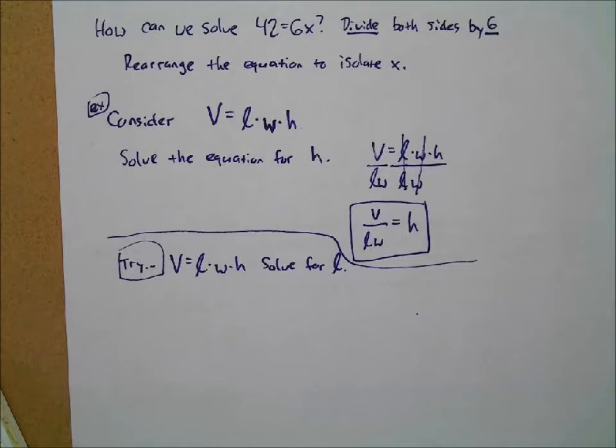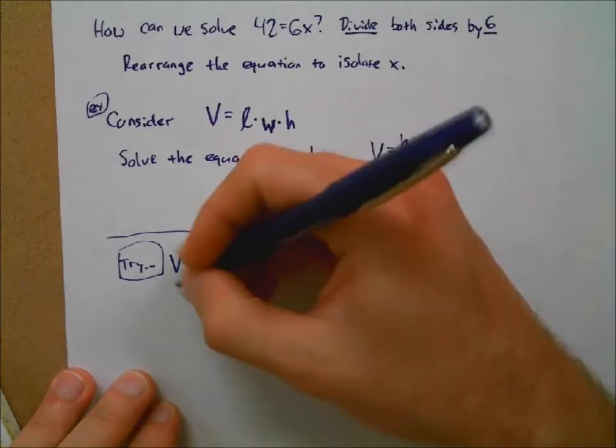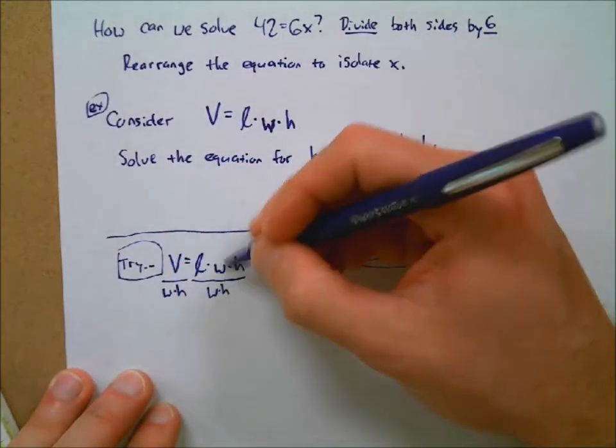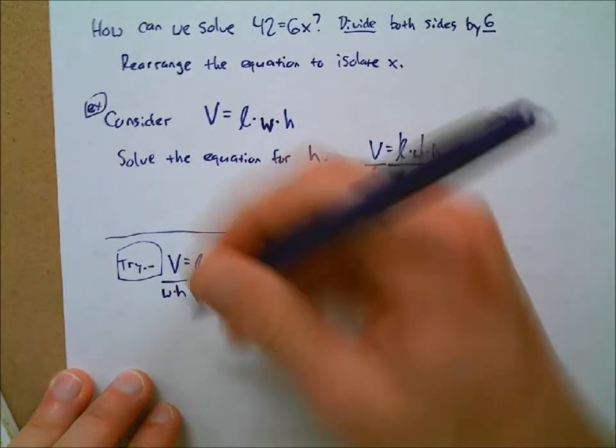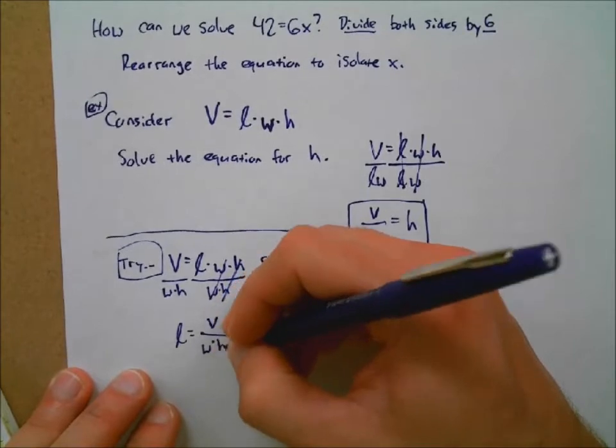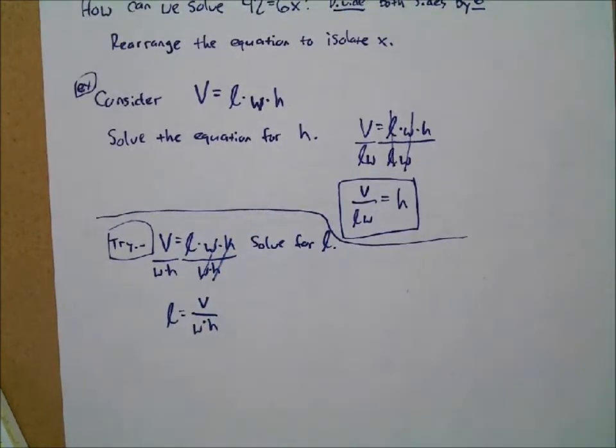All right. So Simon, you're on, bud. If we want to solve for L here, what should we do? Divide both sides by W and H. You got it. Okay? So the W's will cancel, the H's will cancel, and we're left with L equals V over W times H. Okay, exactly right. That's it.